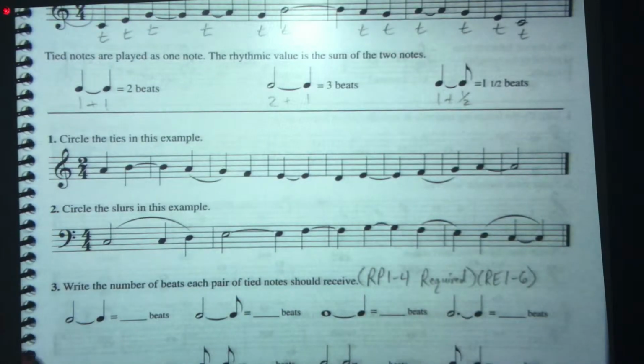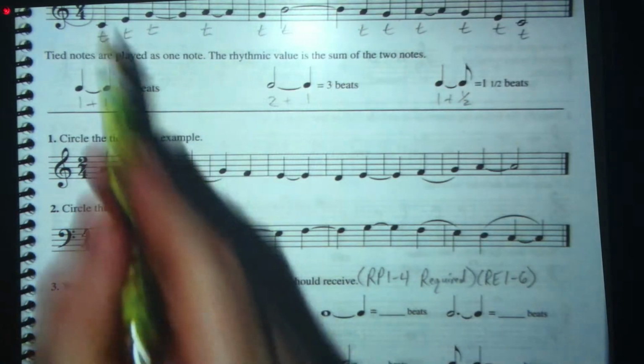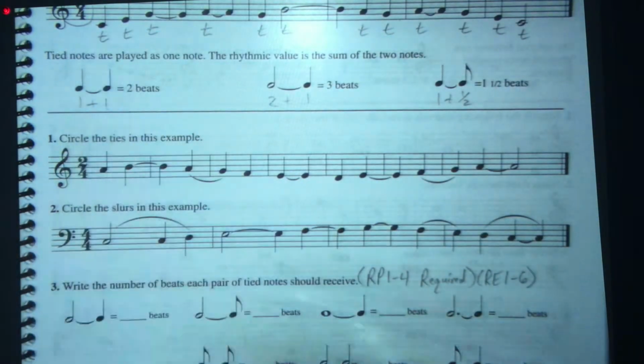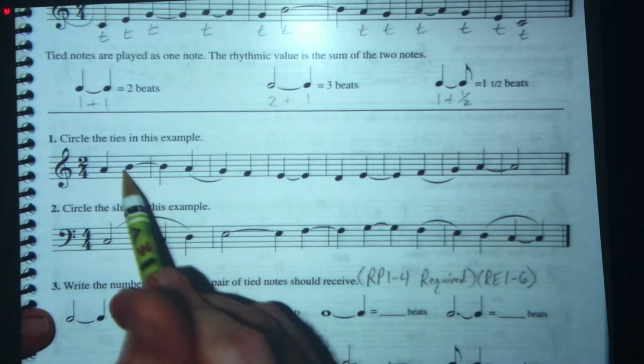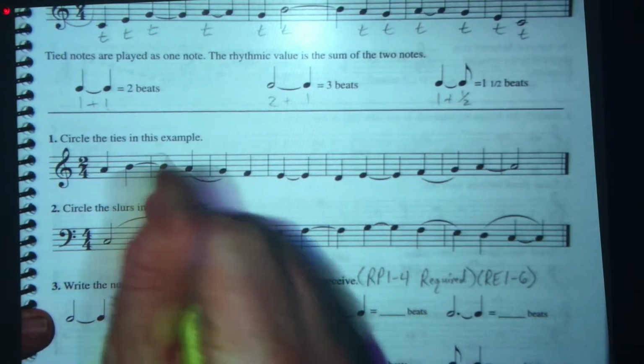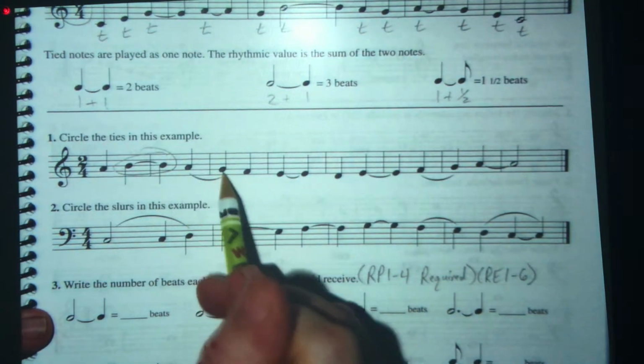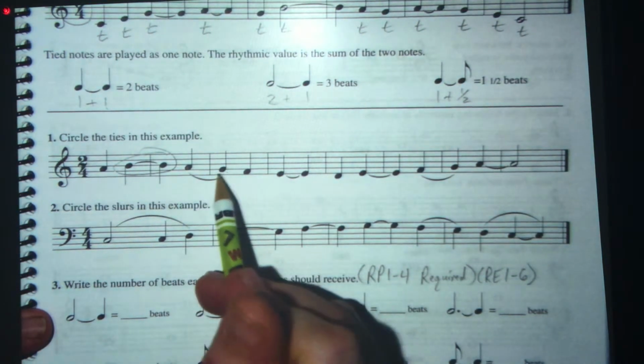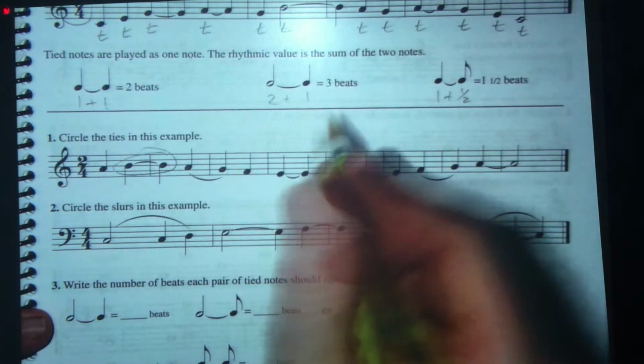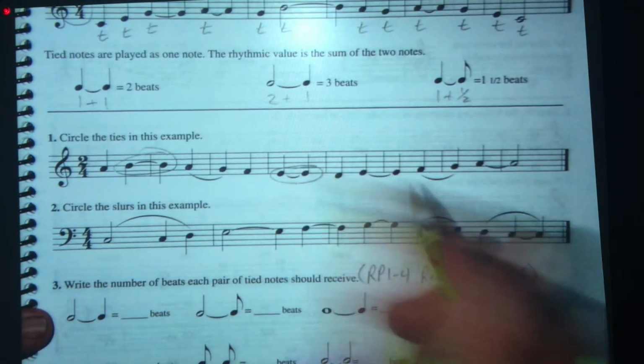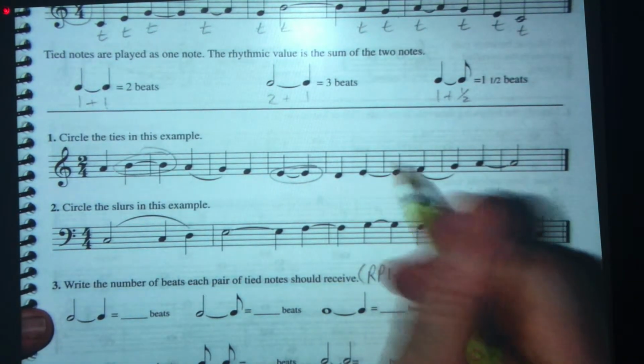Number 1, circle the ties in the example. Well, we have to, again, review what a tie is. A tie is a curved line which connects two notes of the same pitch. Let's see, is this the same note? Yes, it is. Circle that one. Is this the same note? A, G. No. Is this the same note? E, E. Yes, it is. Is this the same note? E to E. Yes, it is.